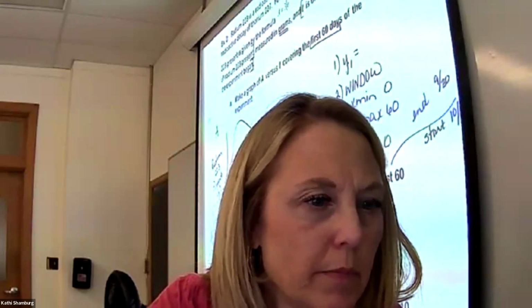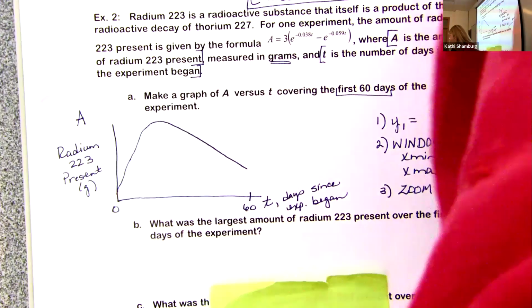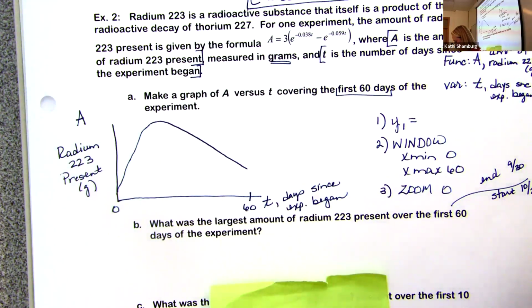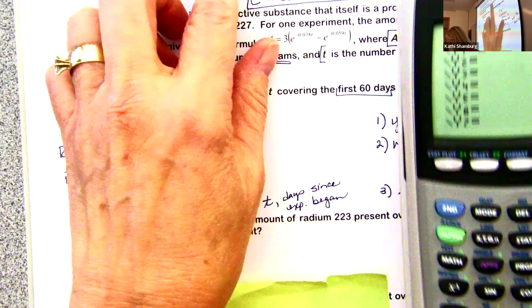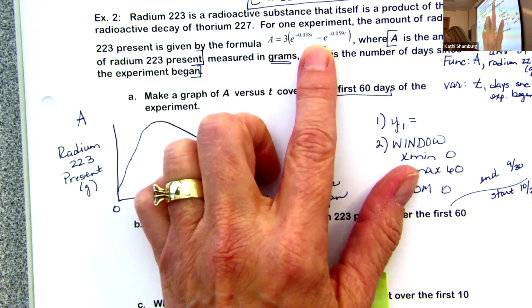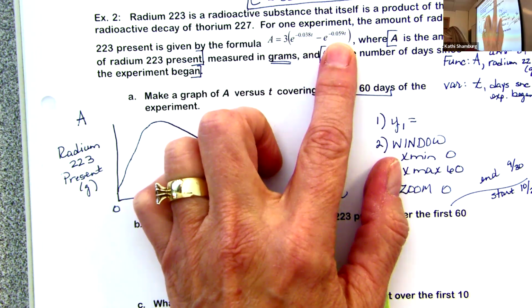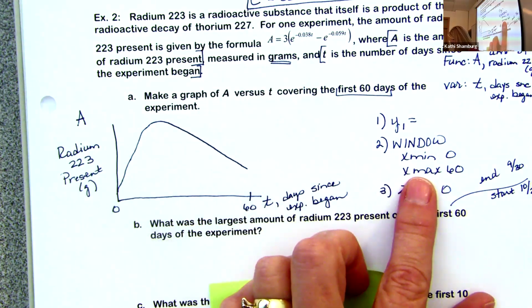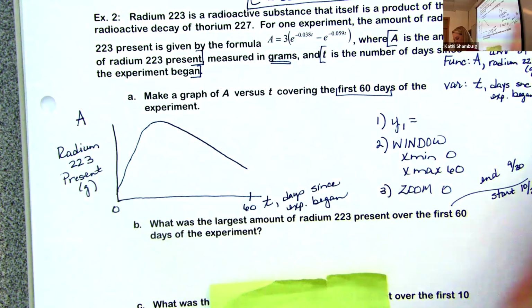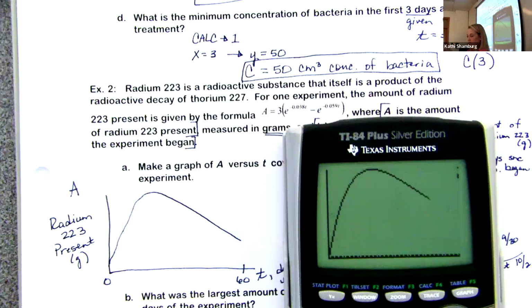All right, as soon as I get this going, give me a minute to get that. From 60. All right.